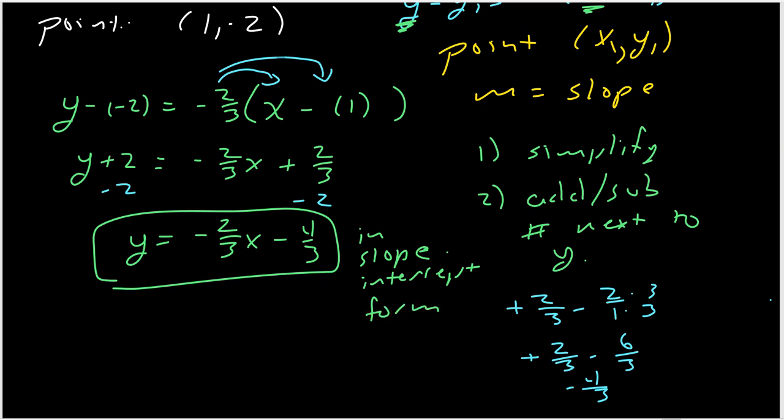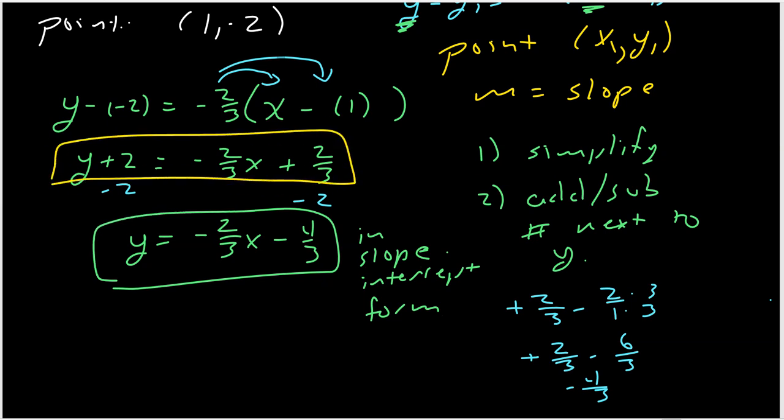So if the question doesn't stipulate which form, that's fine. This one is okay. I like this form myself. You can leave it in point-slope form. But if the question does say write it in slope-intercept form, then you have to do these additional 2 steps. Otherwise, stop at the simplifying step, okay?